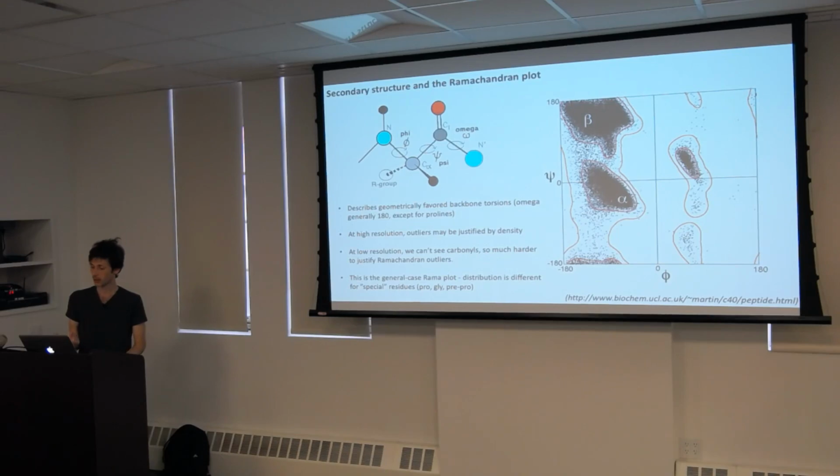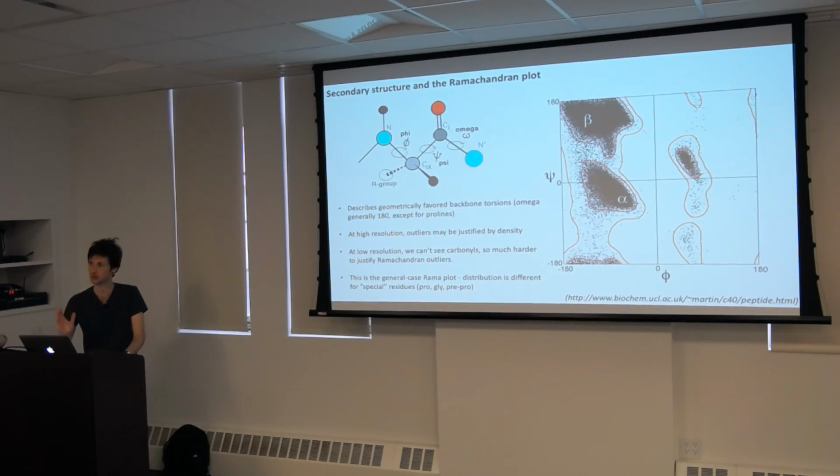And the Ramachandran plot is a great guide at the kind of resolutions that we work with in EM. At very, very high resolution, you can justify outliers to the Ramachandran plot, things that are strained and unlikely but happen occasionally, but they have to be justified based on the density. If you're at 3.5 angstroms, you really shouldn't have any Ramachandran outliers, because there's no way you can really justify that the backbone is in a strained conformation if you can't see any of the backbone atoms.